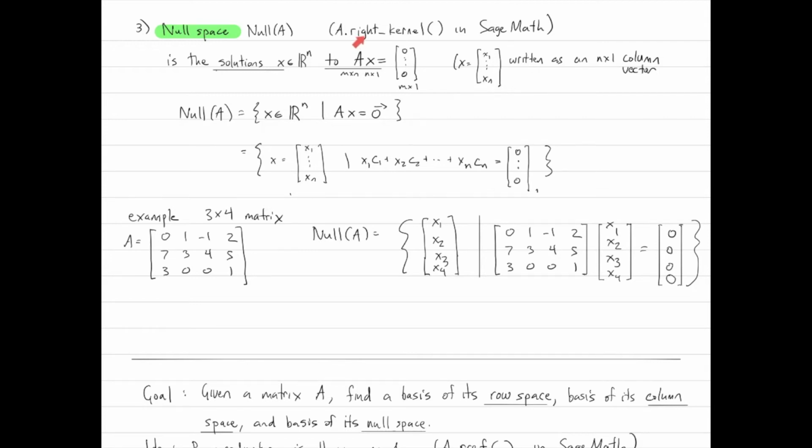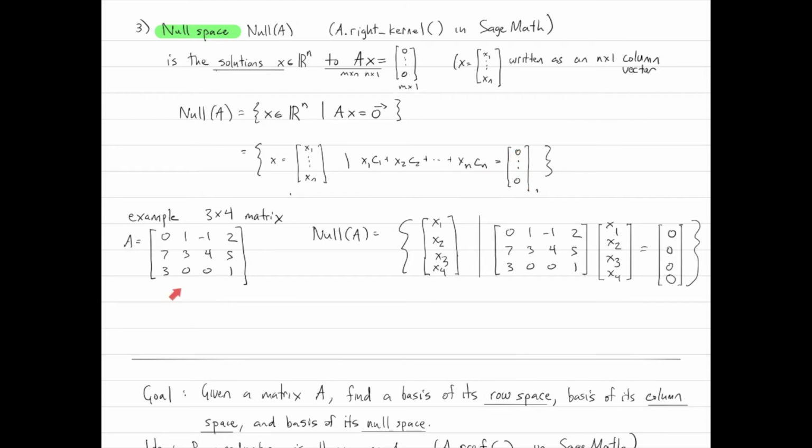Why do we call this the right kernel? That's because we want the variable x to be on the right of the equation Ax equals 0, and we want to solve for x. So again, the null space is those vectors x in R^n such that A times x, this matrix product, is equal to 0. And if you think about what this matrix product looks like, well, if x is an n by 1 column vector, and A has columns C1, C2 up to Cn, as I had on the previous slide, then A times x, when you do the matrix multiplication, is this sum here, and we want that to equal the 0 vector.